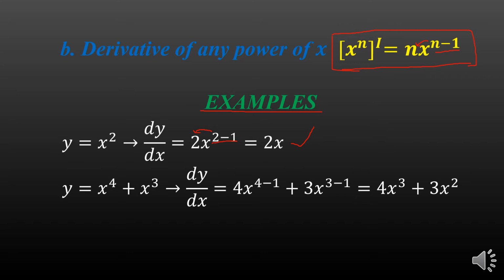The second one is y is equal to x to the power 4 plus x to the power 3. In order for us to find dy/dx, we are supposed to differentiate term by term. If we differentiate x to the power 4, we bring down 4, and also we take away 1 from the power. And we want to differentiate x to the power 3, so we bring down 3 and we reduce the power. So our final answer becomes 4x to the power 3 plus 3x squared. So that's it on the derivative of any power of x.